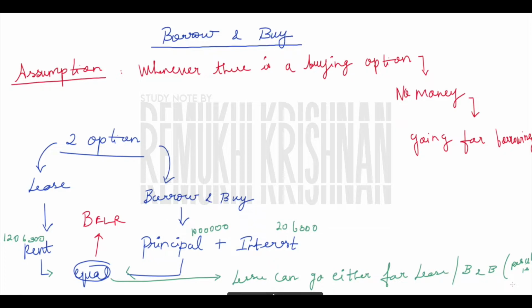So this is the very basic idea of the lease rental and borrow and buy. So I think you just got some idea of what we are going to do when it comes to the sum part. So it's so simple.